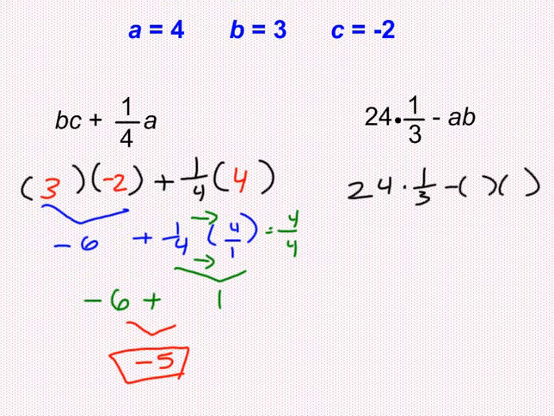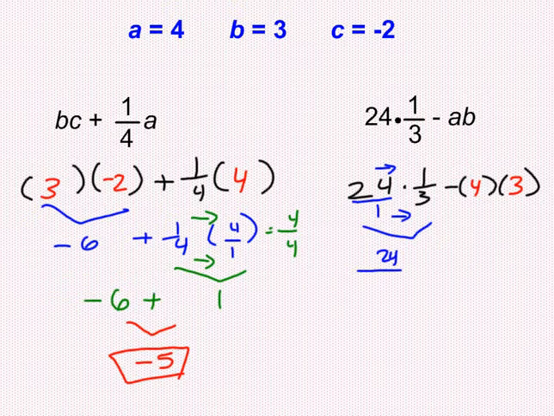Let's look at this one. Again, I start out by rewriting my expression using parentheses. A is 4 and B is 3. Next, I'm going to multiply. Again, I need to change my whole number into a fraction. I can put it over 1. I then multiply straight across the top, straight across the bottom. 24 times 1 gives me 24. 1 times 3 gives me 3.